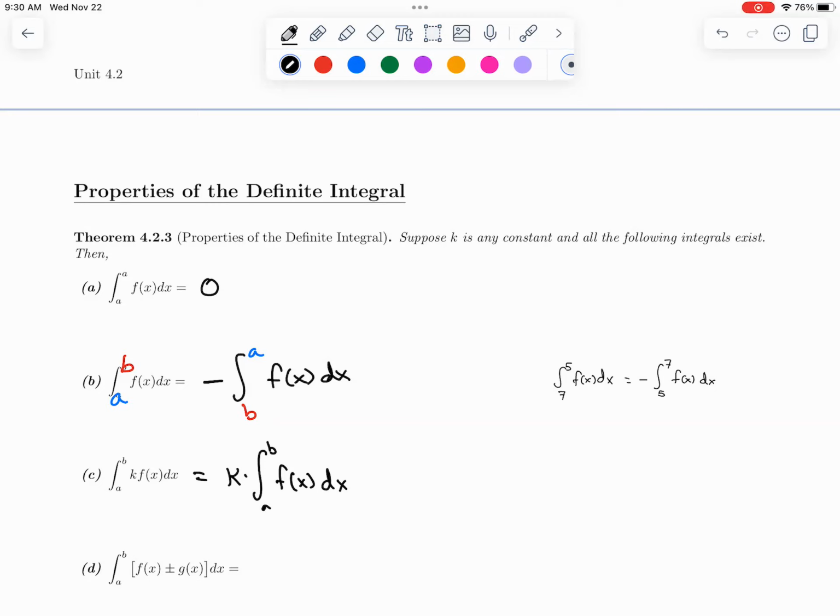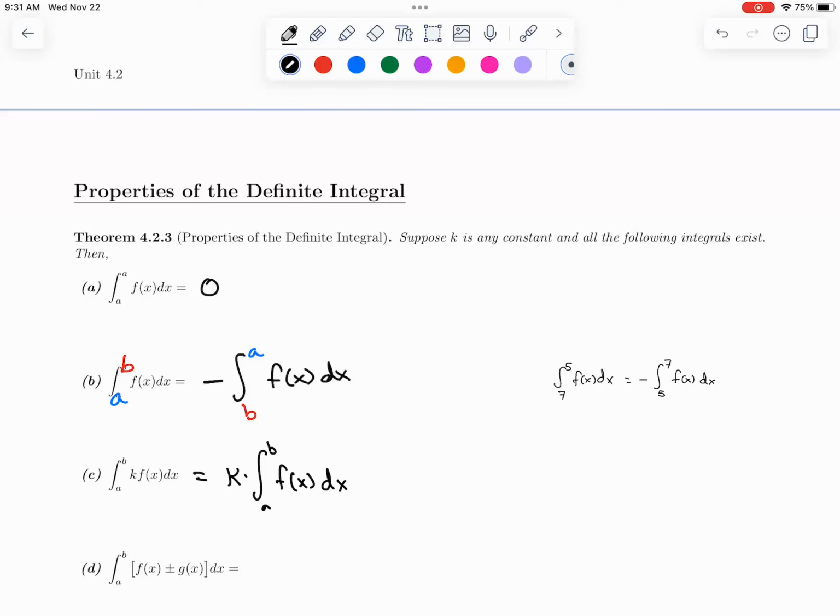And that makes sense, right? You're trying to find the area under the curve k times f of x. What that's doing is just taking all the heights of f of x and multiplying them by k. So every height gets multiplied by k, which means that you can just find the area of f of x and then multiply that by k. That's what that's telling us geometrically.